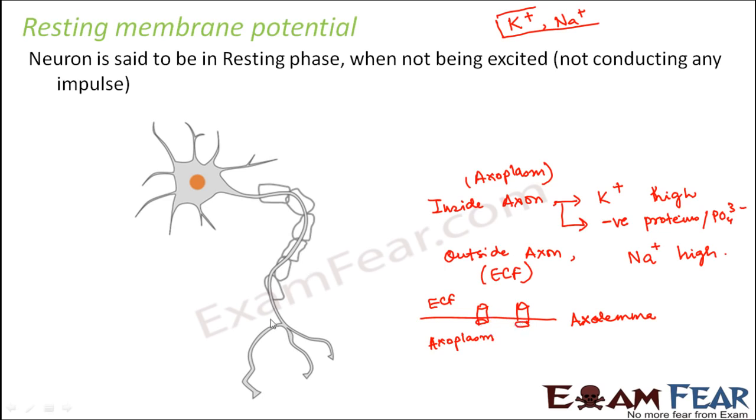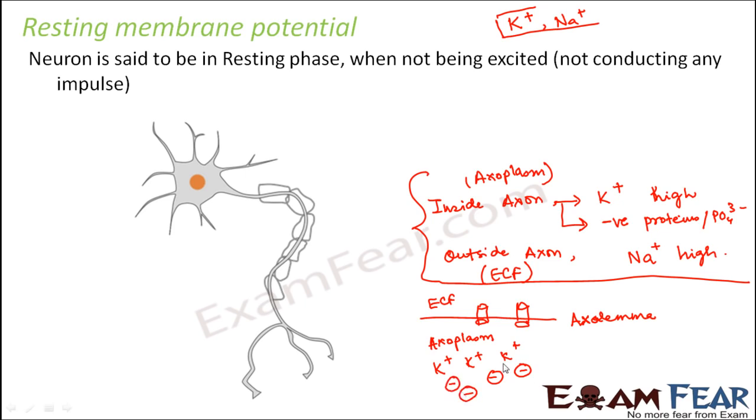So as per the rule which I have mentioned just now, what am I trying to say? I am trying to say that in the axoplasm, there are too many potassium ions, and also too many negatively charged proteins or negatively charged phosphate ions. Whereas in the extracellular fluid, there are too many sodium ions. So that is the initial setup scenario.